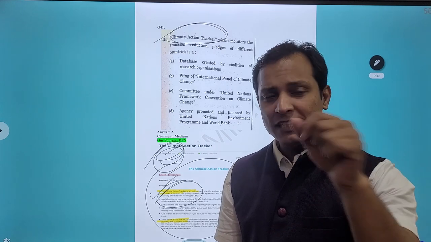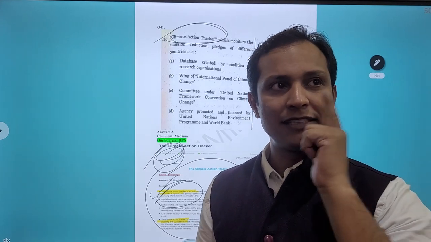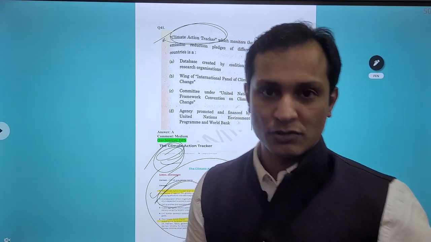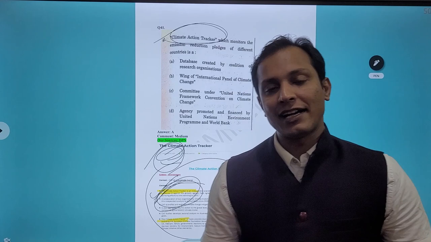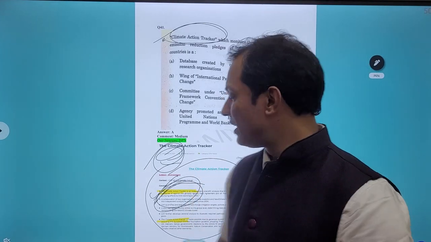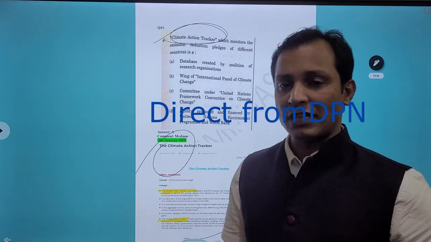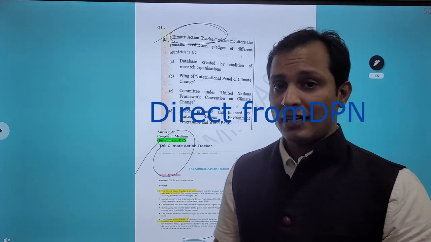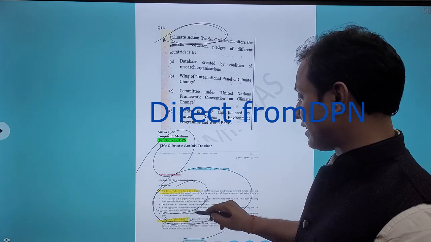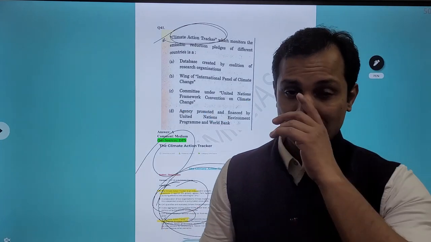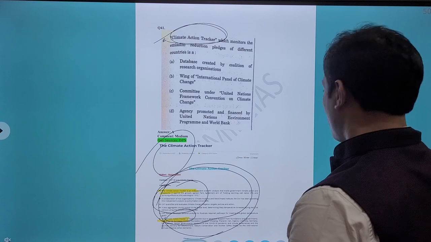And why did I pick this topic? Because I was reading a news article in a magazine, I think it was Down to Earth, and they had mentioned this Climate Action Tracker. I found it really important and included it in my DPN that month. You can check 6th December 2021. I don't think anyone in India has covered this topic specifically. I covered it and also told my students in my Optima session that this question is going to come.